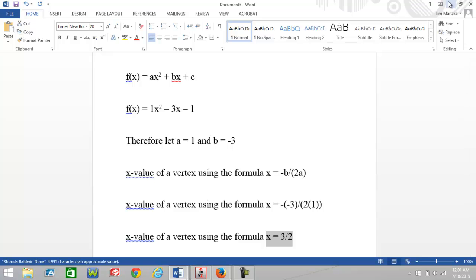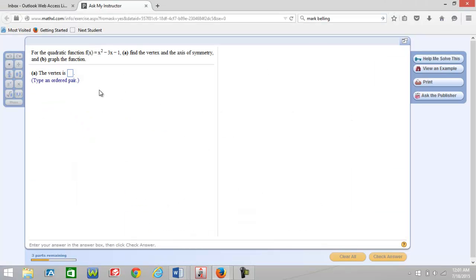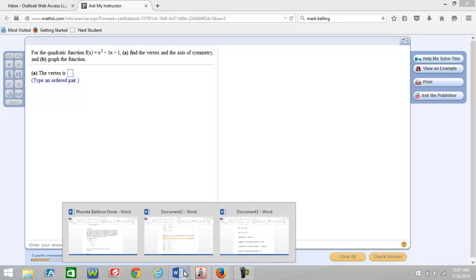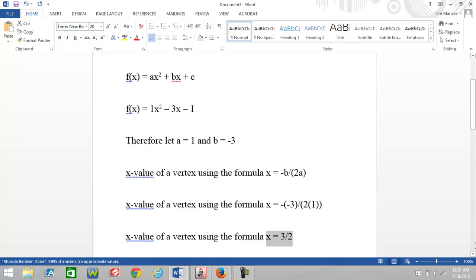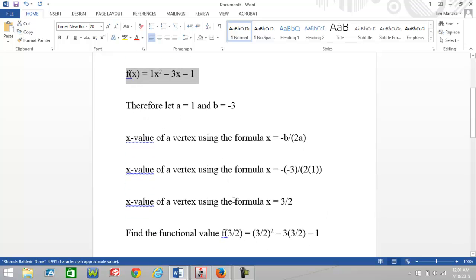Now, using that information, we're going to write that as an ordered pair. We have the x-coordinate. Now we've got to figure out the y-coordinate. So we're going to go back to this equation right here, f of x equals 1x squared minus 3x minus 1. What we're going to do is replace x with 3/2. Wherever I see an x, I'm going to replace it with 3/2.